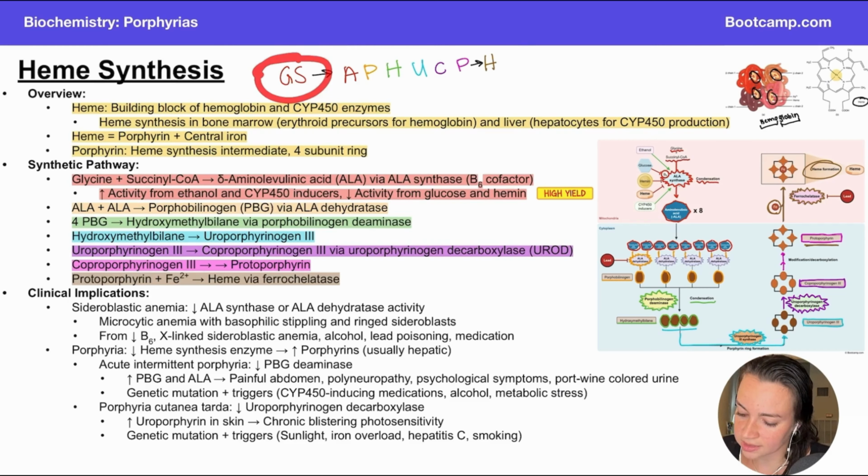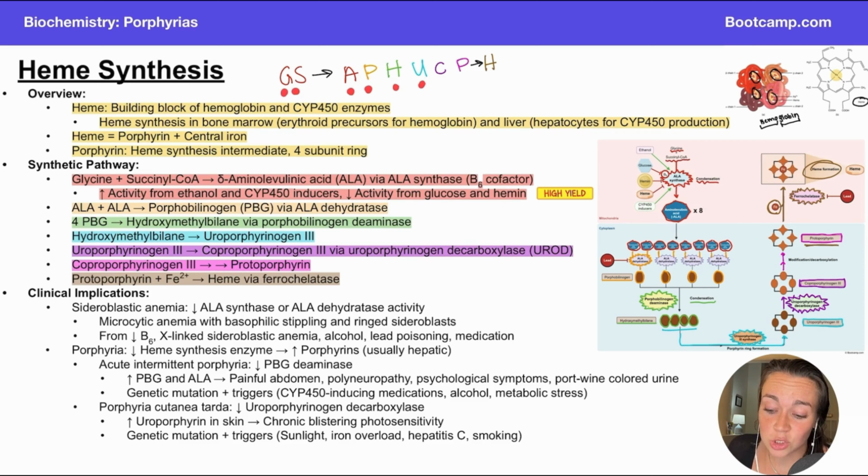We had glycine and succinyl-CoA turn into ALA, turn into porphobilinogen, turn into HMB, turn into uroporphyrinogen III, to coproporphyrinogen III, to protoporphyrin, and then into heme. So I did make you guys a mnemonic to help you out. And it is, generally speaking, a patient has unusual chest pain hourly. Easy to remember because it's true.